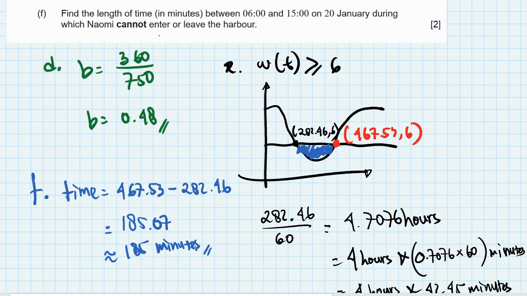Let's check again. Time in minutes which Naomi cannot enter. You don't have to sketch again because you already have your sketch here in part E. This is enough for the assessor to see this is your method. So this number 467.53 does not magically appear. You show that these are your steps, even from the other number. That's enough.